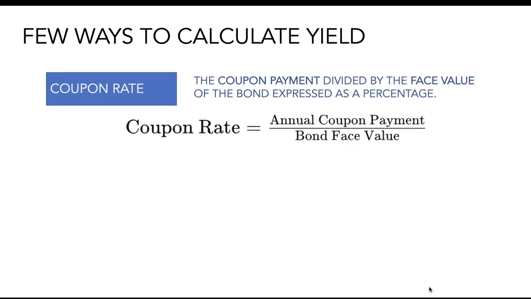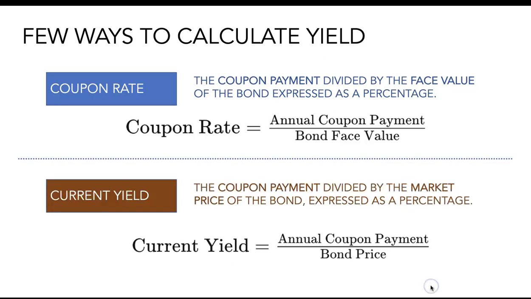Let's look at the different ways we can calculate yields. First, the easiest is the coupon rate. Here, the coupon payment is divided by the face value of the bond, expressed as a percentage. Second, the current yield. Here, the coupon payment is divided by the market price of the bond, expressed as a percentage.